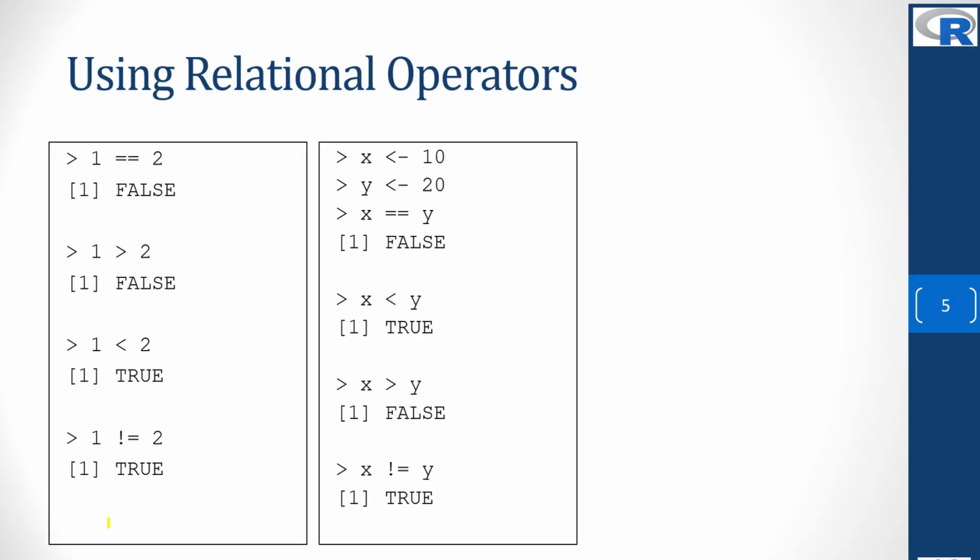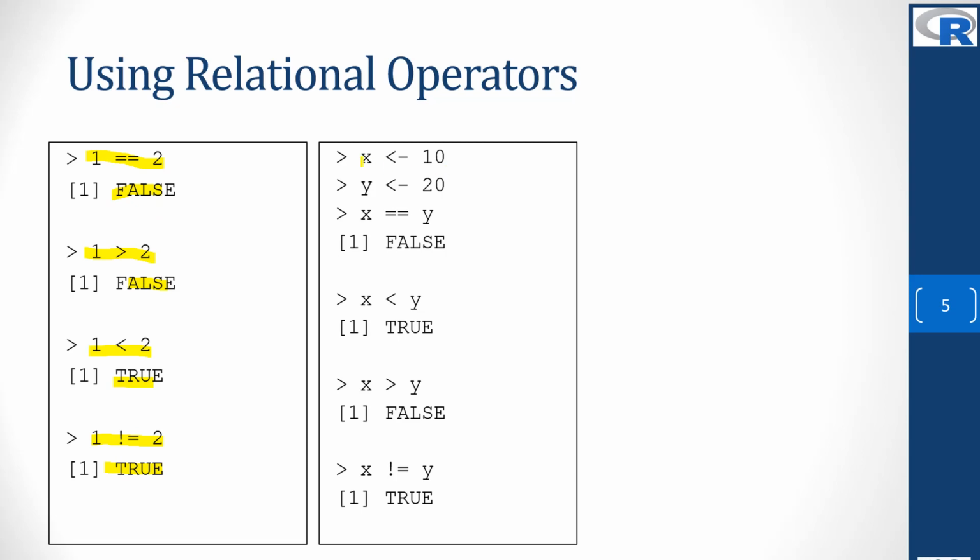To use these operators, we'll just try them with some literal values first. You can see if we use 1 compared to 2, we get false, obviously, because those aren't equal. 1 is also not greater than 2, so that's false. 1 is less than 2, so we get true. And 1 is not equal to 2, so we get true for that also. You notice when they display these logical values, you'll get the full word. You don't get the abbreviation.